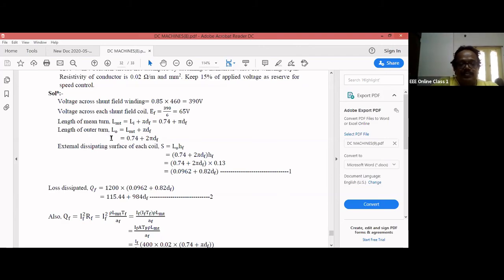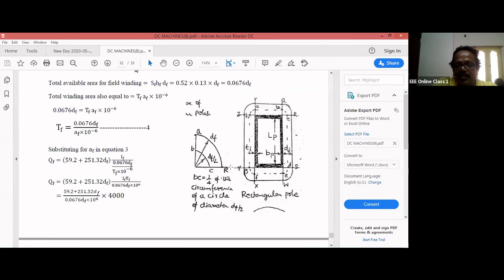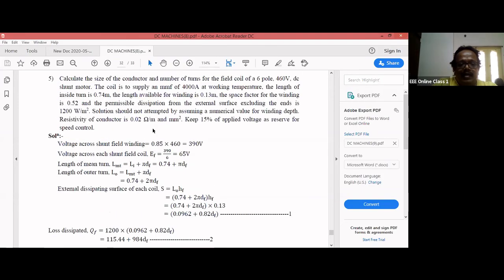Length of outer turn L0 is nothing but LMT plus pi df. If you come back to here, I want L0. L0 is nothing but the perimeter PQRS WX YZ. This is your L0. I know the length of mid-turn, plus what I required, which is pi df. So you can write here: L0 is equal to LMT plus pi df.